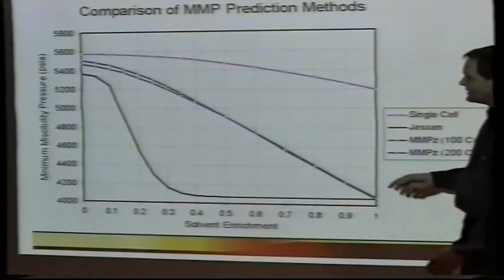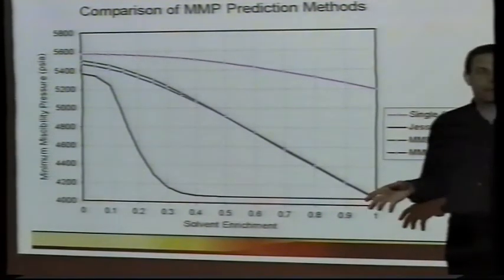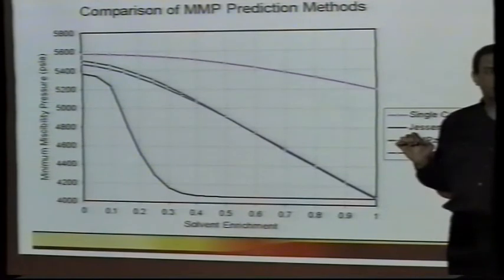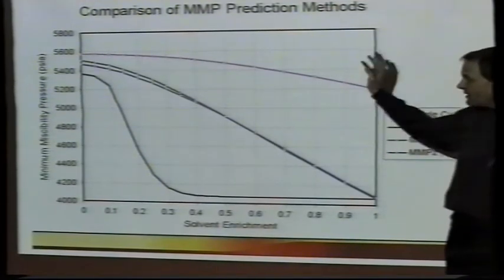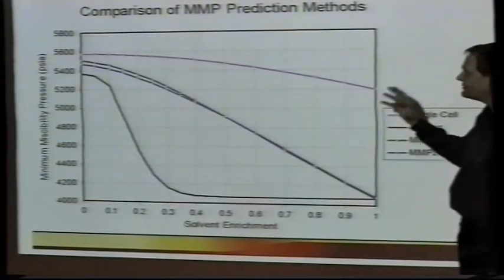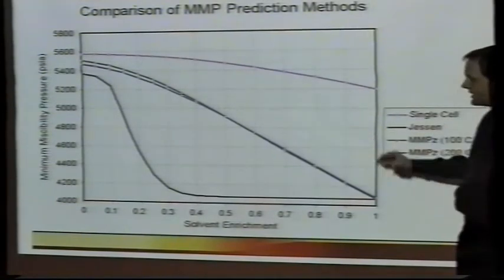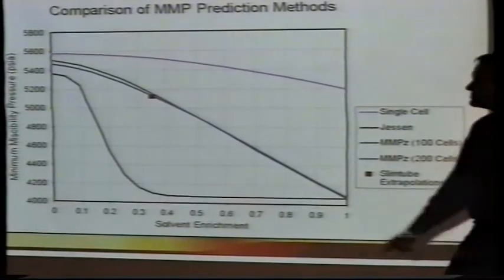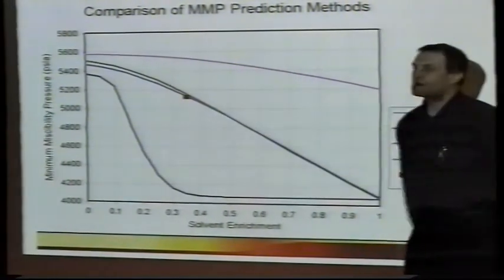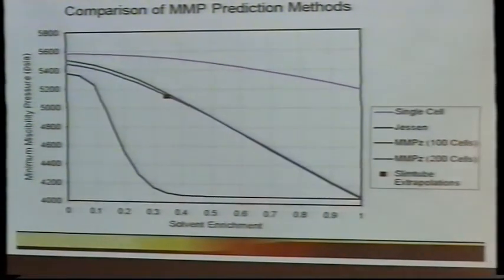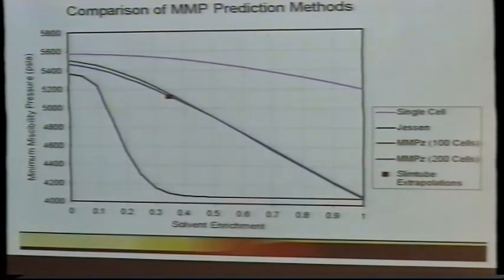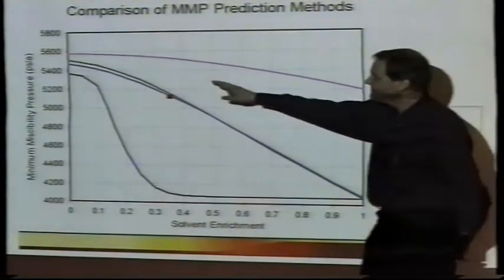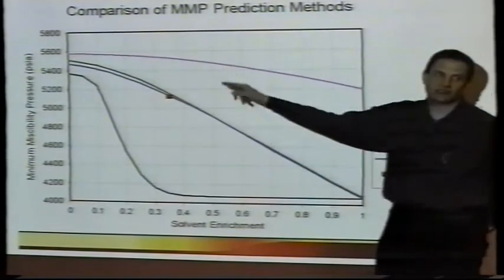Well, the only way to tell for sure is to run a slim tube simulation using the same model fluids as for every other case. And so the next slide shows you where the slim tube results came out. It came out right on the Mmpz prediction and far from either of these other 2 predictions.